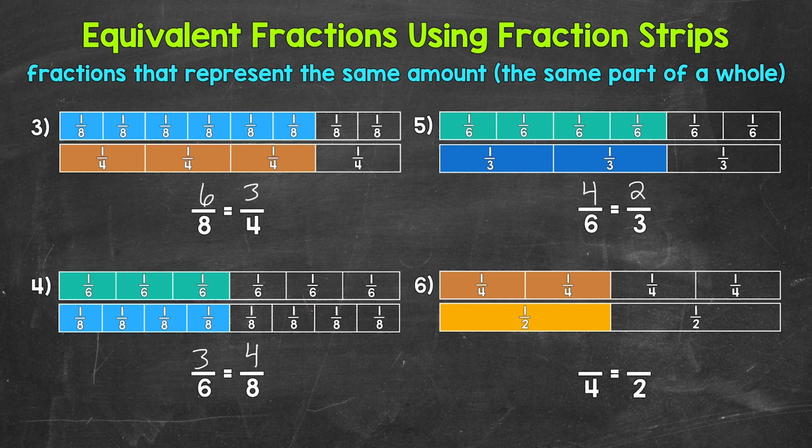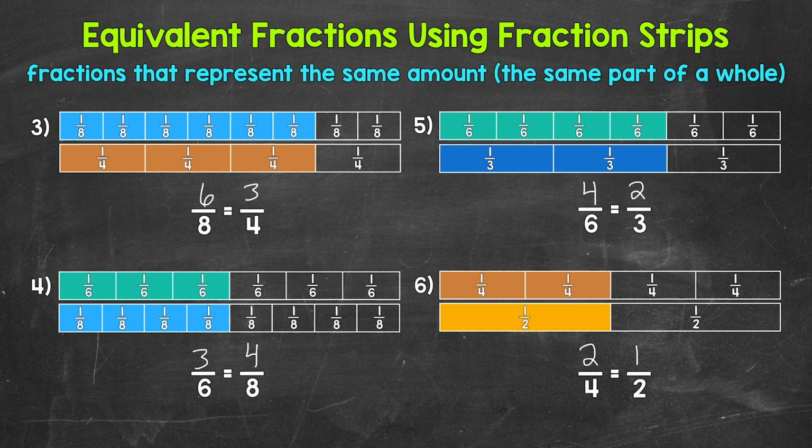Lastly, let's move on to number 6. The top fraction strip has 4 equal parts, and 2 are shaded in. So that fraction strip is showing 2/4. That's going to be equivalent to how many halves? Well, the bottom fraction strip, 2 equal parts, 1 is shaded in, so that is showing 1/2. 2/4 and 1/2 are equivalent fractions. So there's how to find equivalent fractions using fraction strips.